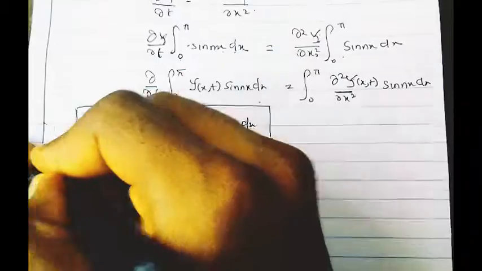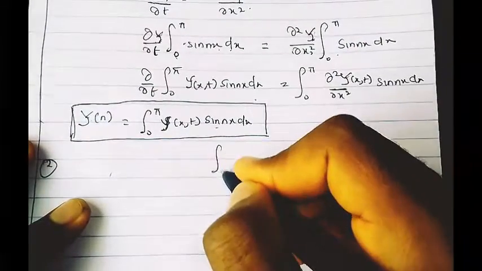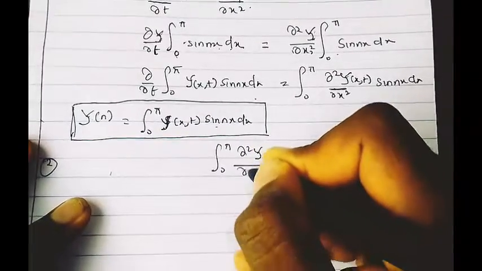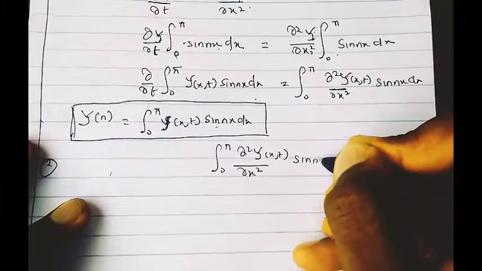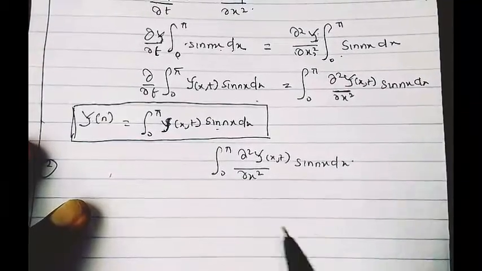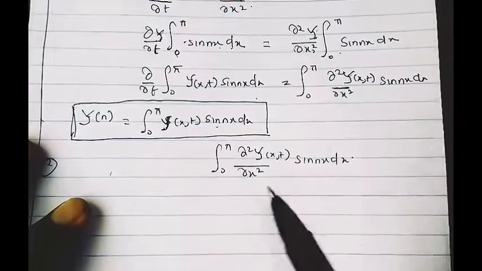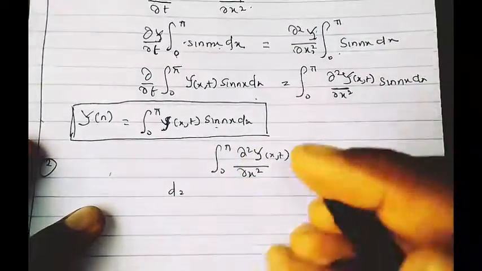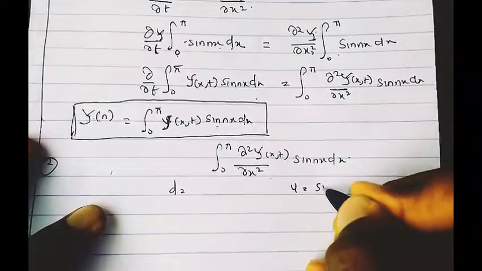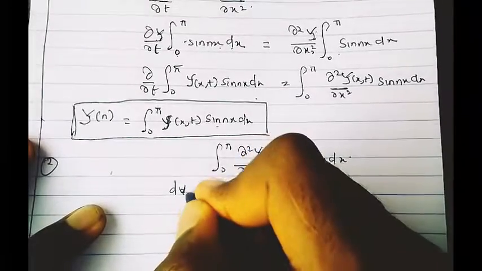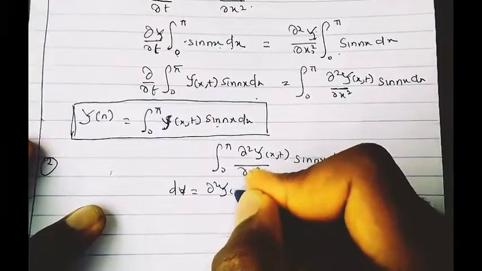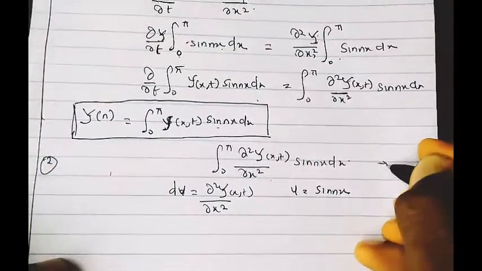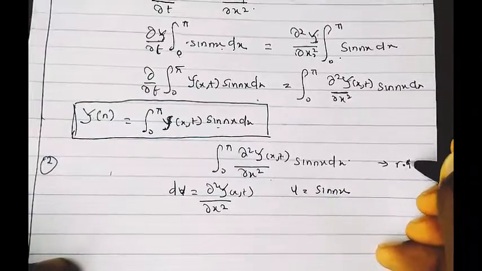So now our second step, so we take the right hand side which is given as integral from 0 to pi d square y, a function of x and t, over dx square, right? Sine nx dx. So we're going to use integration by parts to solve this. So in this case now, the v will take the derivative, right? Because it's easier to integrate this derivative. And my u will take the sine nx. So the v will take the derivative, which is d square y, a function of x and t, over dx square, right? So this is the right hand side of the equation.